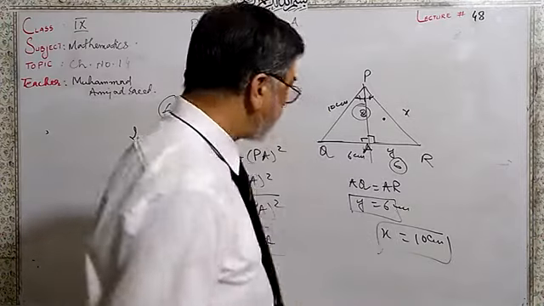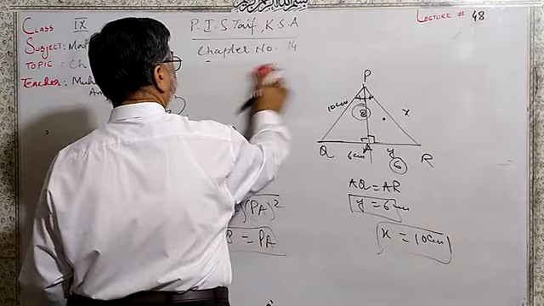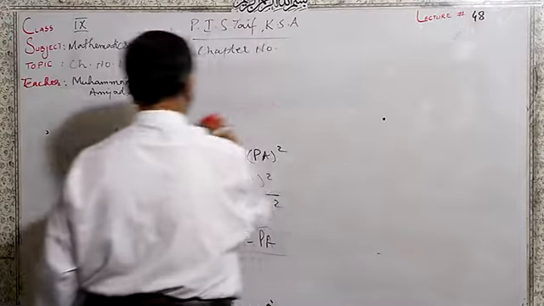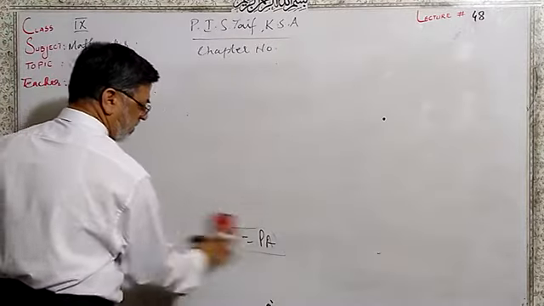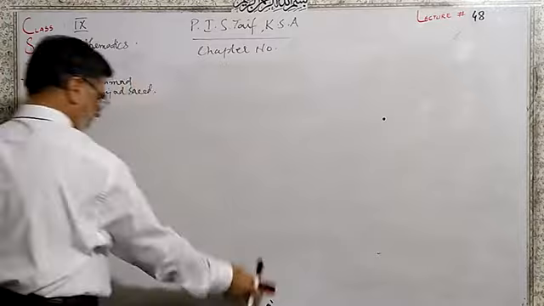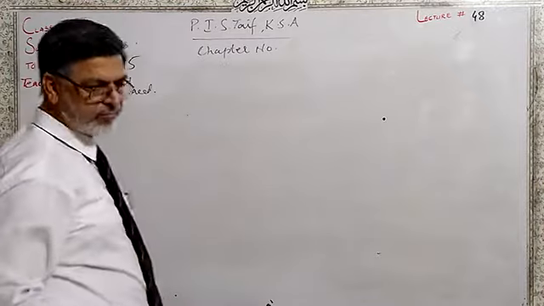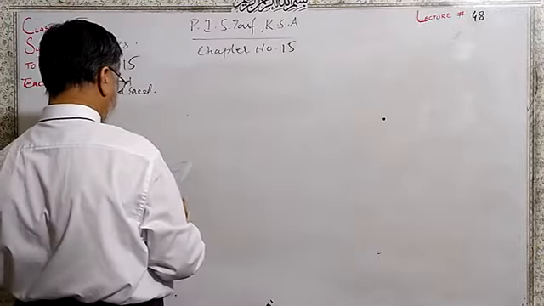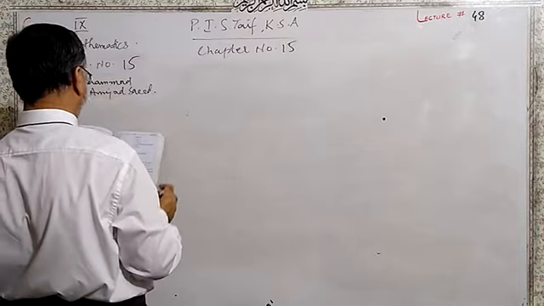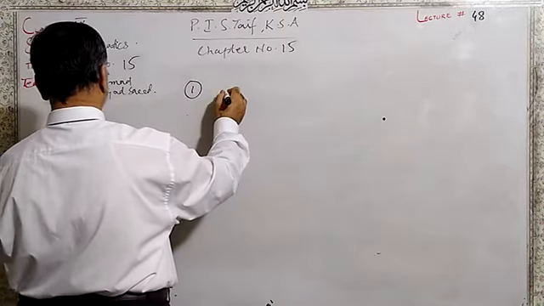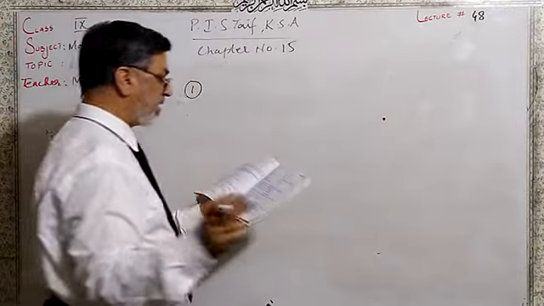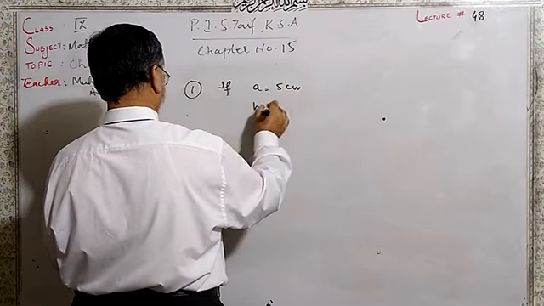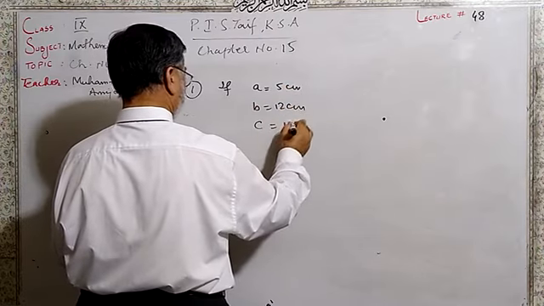Here we have chapter number 15. Theorem 15.1 is finished already. And now we have exercise 15, question number 1. Verify the triangle is a right angle triangle, if A is equal to 5 centimeter, B is equal to 12 centimeter, C is equal to 13 centimeter.